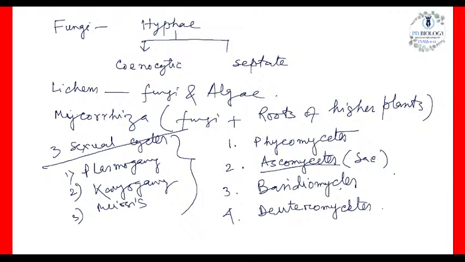Deuteromycetes, a frequently asked question, are also called imperfect fungi, because only their asexual and vegetative phase is known. Their sexual phase is yet to be known. They reproduce through conidia. Alternaria, Colletotrichum, and Trichoderma are examples.